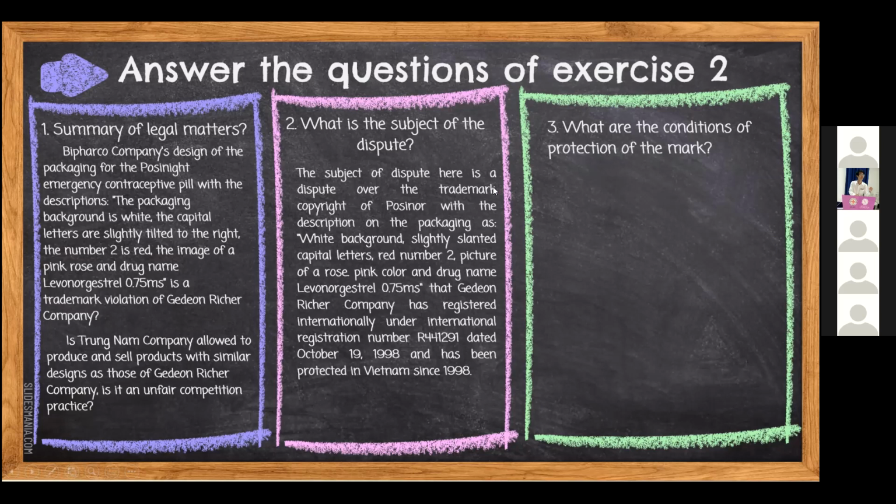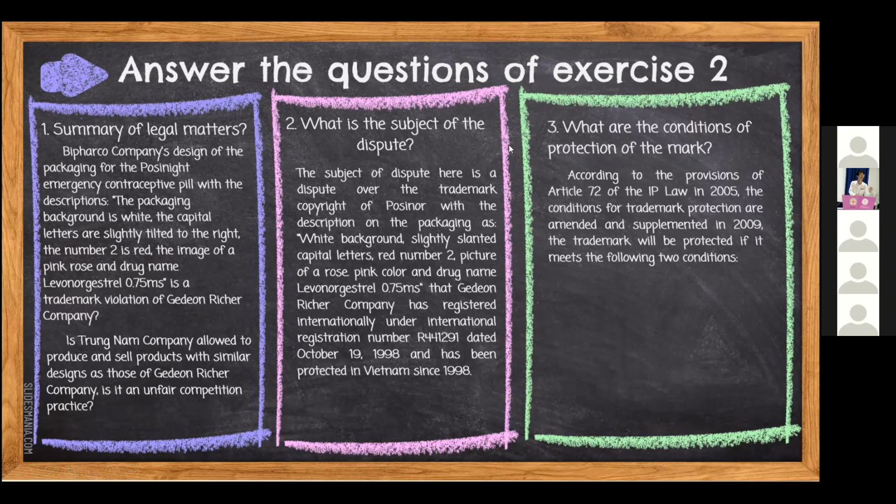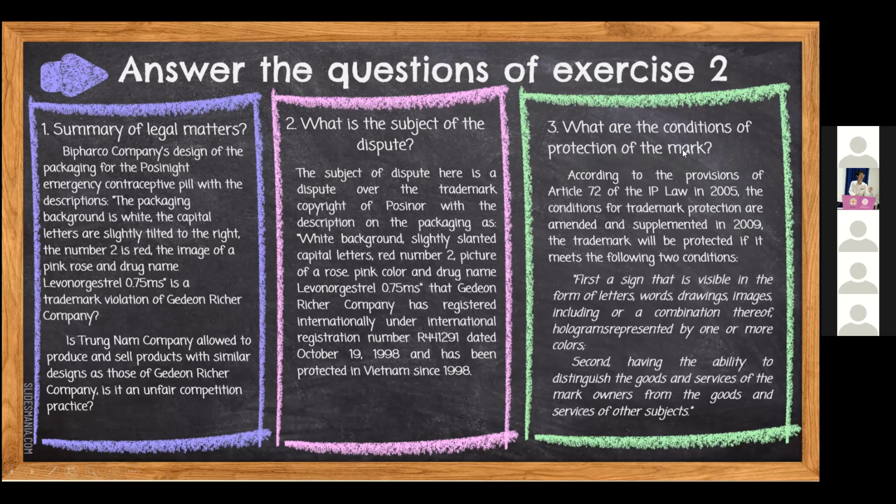What are the conditions of protection of the mark? According to the provision of Article 72 of the Intellectual Property Law in 2005, the conditions for trademark protection, amended and supplemented in 2009: the trademark will be protected if it meets the following 2 conditions. First, a sign that is visible in the form of letters, words, drawings, images, or a combination thereof, represented by one or more colors. Second, having the ability to distinguish the goods and services of the mark owner from the goods and services of other subjects.